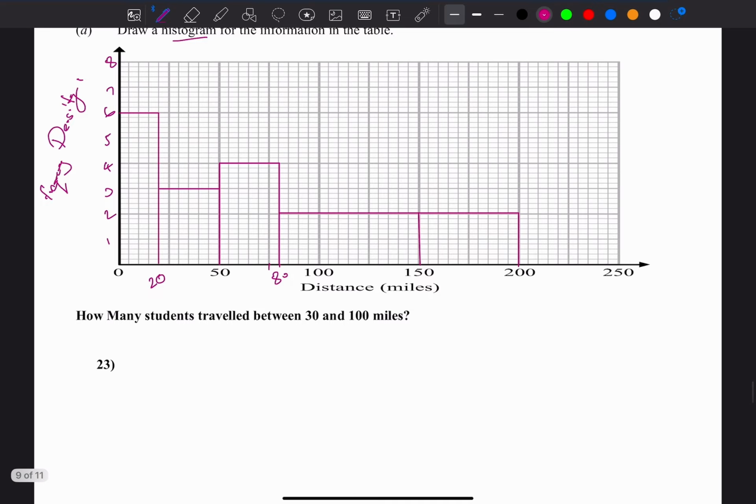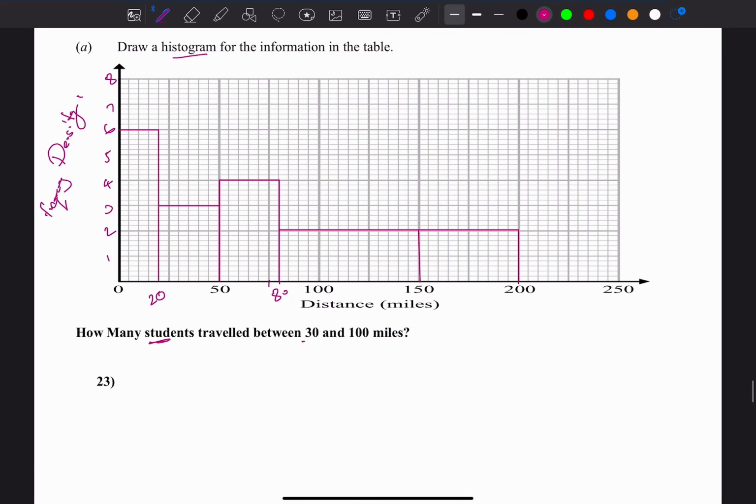Good. How many students traveled between 30 and 100 miles? Remember, if they ask you a question from the histogram, it's always work out the area. Doesn't matter. Don't even think about it. Just work out the area. Between what number? 30. So 20 here, 25, 30. 30 to 100. So they want the area between that, here to here.